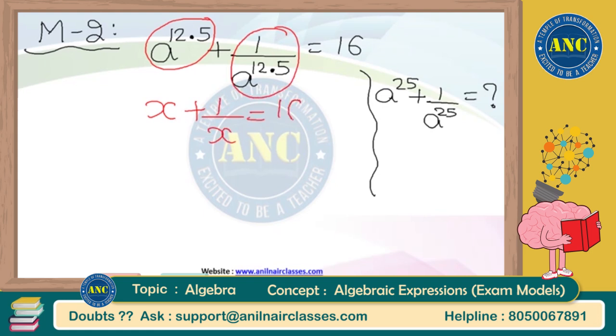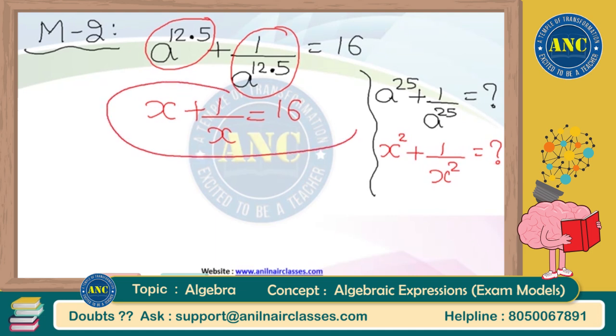So x plus 1 by x is 16. A power 25 will be a power 12.5 whole square. That means x square. 1 by a power 25 is 1 by x square. That means in simple language they are asking you, if x plus 1 by x is equal to k, x square plus 1 by x square is how much? It is k square minus 2. Answer is 16 square minus 2, which is 254.